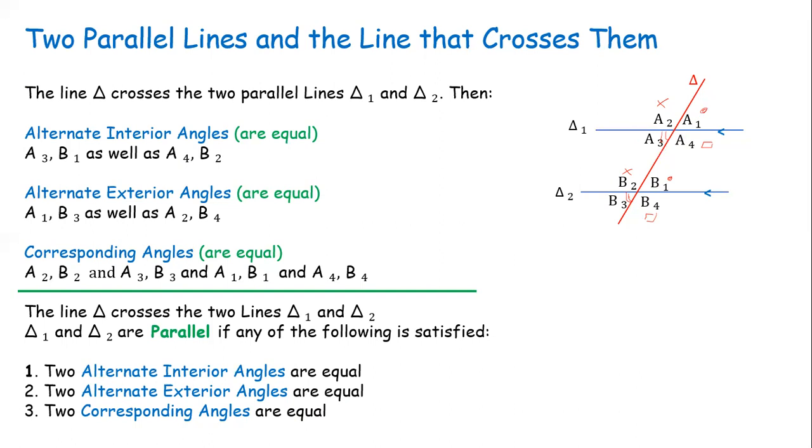We will take some examples to try to prove that two lines are parallel to each other, based on the fact that we could find two angles that are equal to each other, and they satisfy one of the following: either they are alternate interior angles, or alternate exterior angles, or corresponding angles.